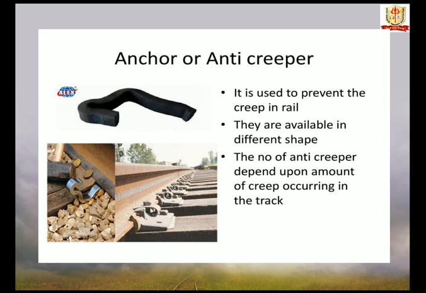If creep occurs in both directions, as in the case of a single line track, anti-creepers are provided on both sides of the sleepers. This device used for preventing creep in a railway track is known as an anchor or anti-creeper. These are available in different shapes and may be fixed to the foot of the rail, either by spring action or wedges.